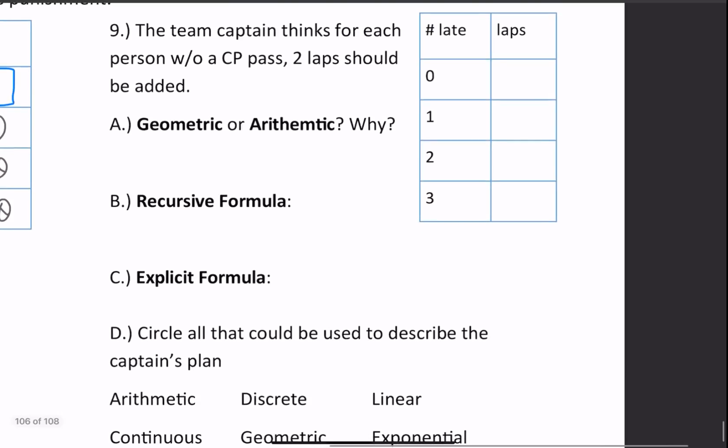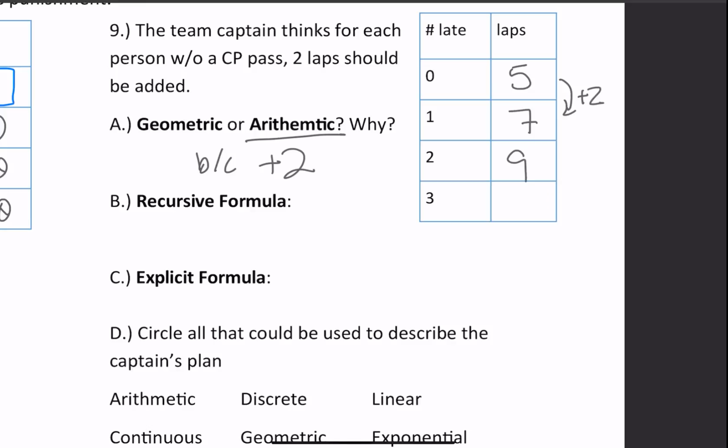All right, the team captain thinks that each person without a CP pass, 2 laps should be added. Well, that means that this is arithmetic because we are going to be adding by 2. So again, we start with 5 laps, but we add by 2 down our table. So we have 7, 9, 11. So the recursive ends up being f of n equals f of n minus 1 plus 2, given that we started our table with f of 0 equals 5.